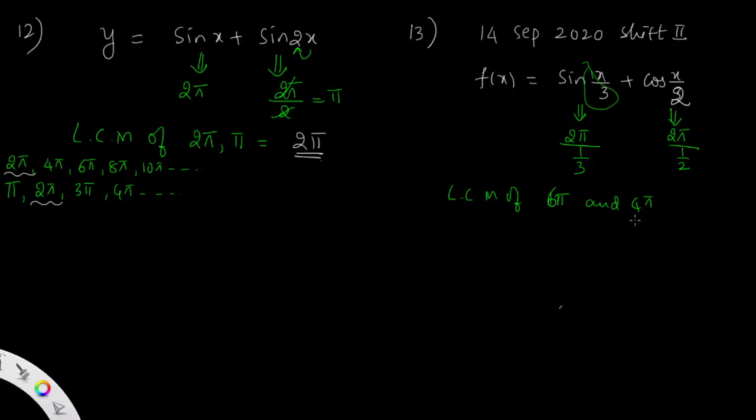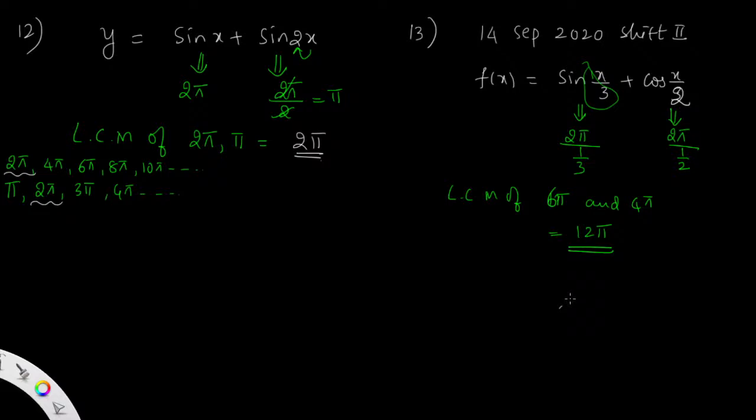Write the multiples of 6 pi and the multiples of 4 pi, and then take the LCM. The common multiple is 12 pi. 6 pi, 12 pi, 18 pi. Similarly 4 pi: the 4 table, 4 pi, 8 pi, then 12 pi, and then 16 pi. From this, the common multiple is 12 pi, which is the correct answer.